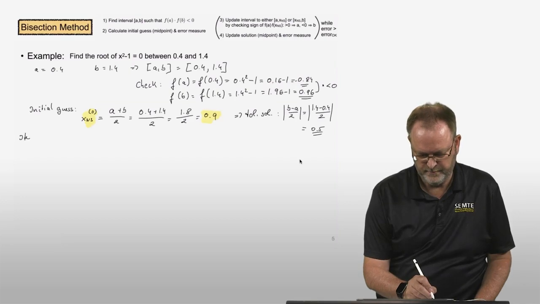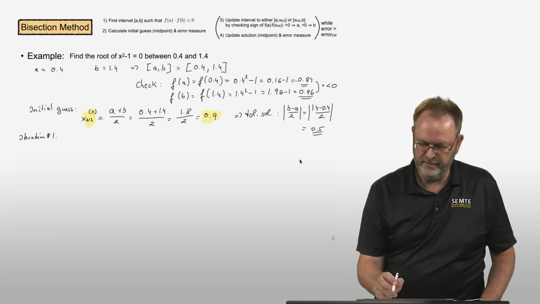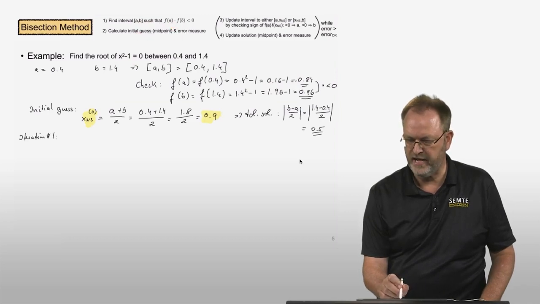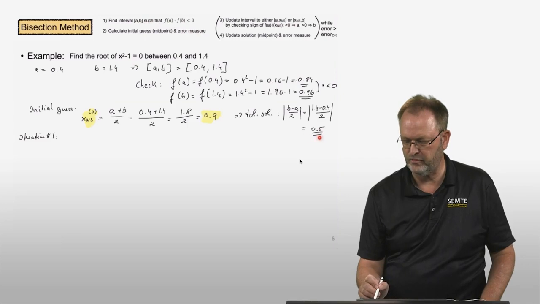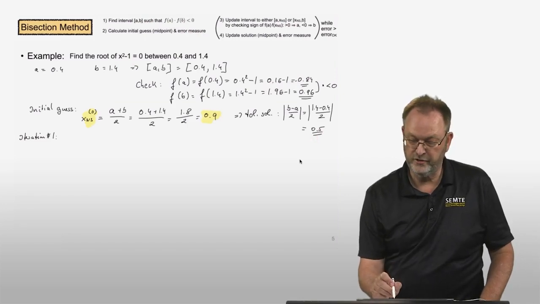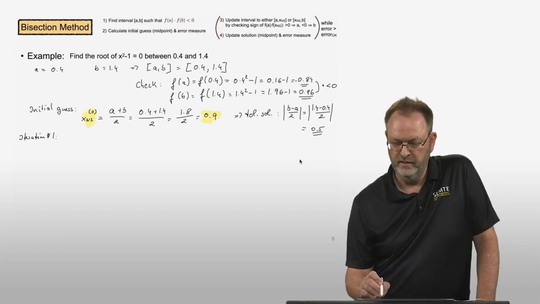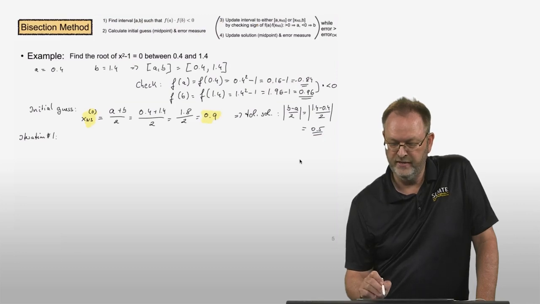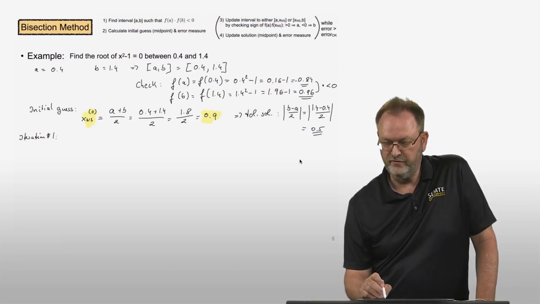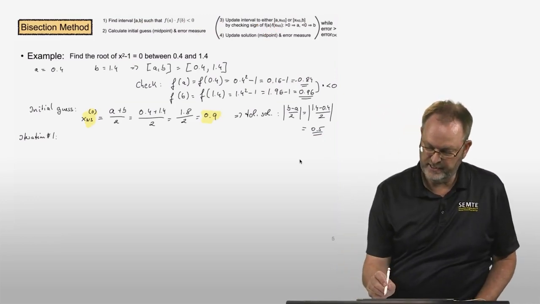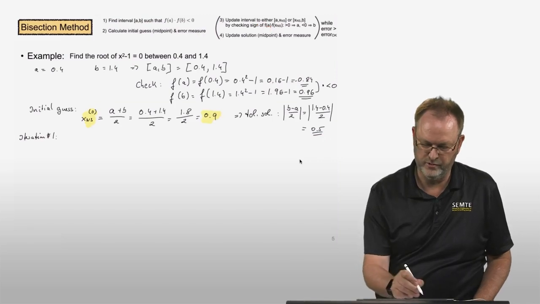So let's do the first iteration. Iteration number 1. And if we look at the algorithm up here, right, we've gone through these steps. We checked that the initial interval has a sign change. We calculated the initial guess and some error measure in order to check whether we might already be done. And then we're going to iterate on these steps 3 and 4, meaning we're going to update the interval either to the left half or the right half, depending on what the sign is of the product of f of a times f of my numerical solution. So I know already what f of a is, right? That would be this value here.